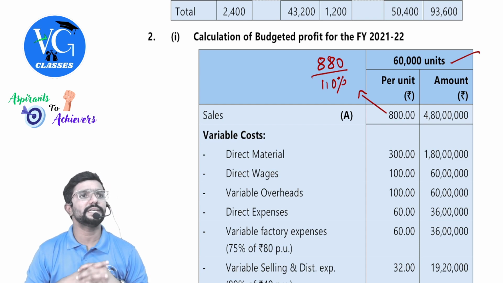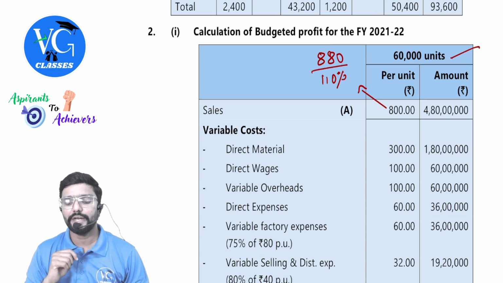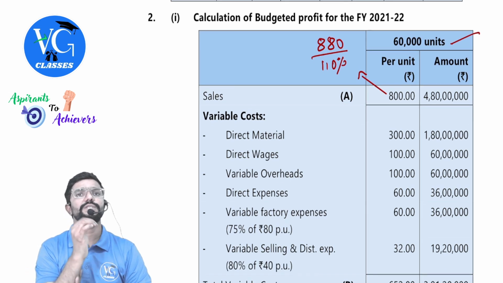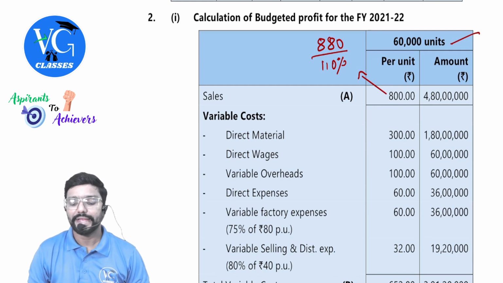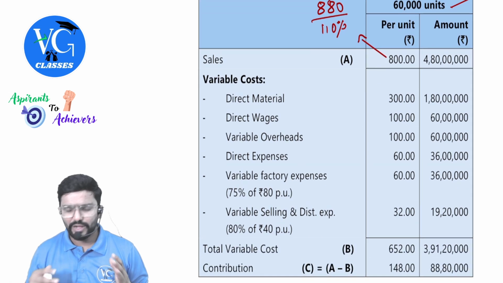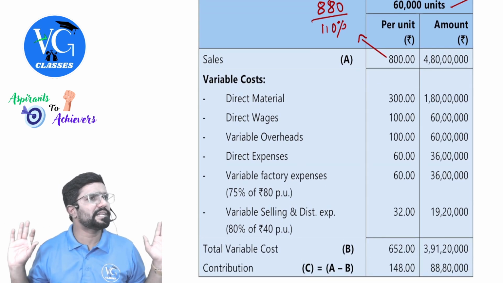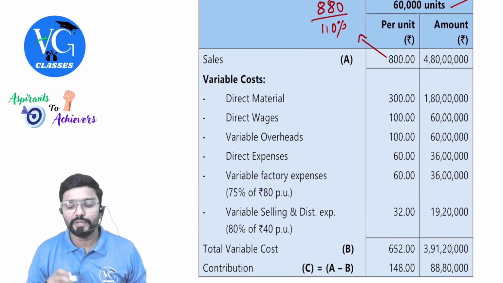After the 10% increase, it is 880. So previously it was how much? 800. We have sold how many units of 800? 60,000 units. So it is 4 crore 80 lakh. Now coming to all costs, take them as they are. Don't consider any increase or decrease. This is for 21-22.